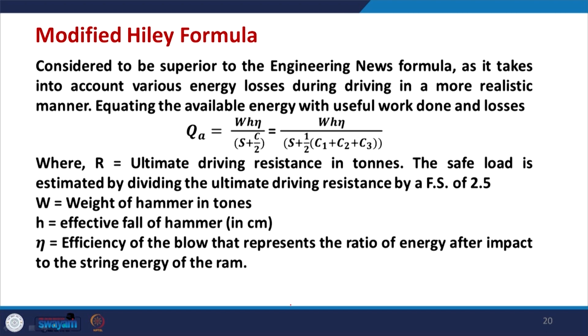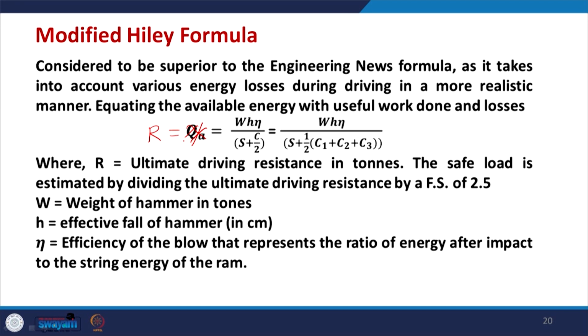Normally here R is used instead of QA, and R is the same as here because factor of safety is not used. So it will be R, not QA; sorry, this is a misprint in this slide. This is not QA, this will be R because no factor of safety is used in the equation. So R is ultimate driving resistance in tons.